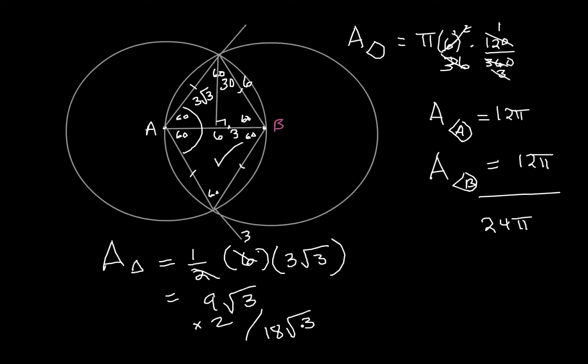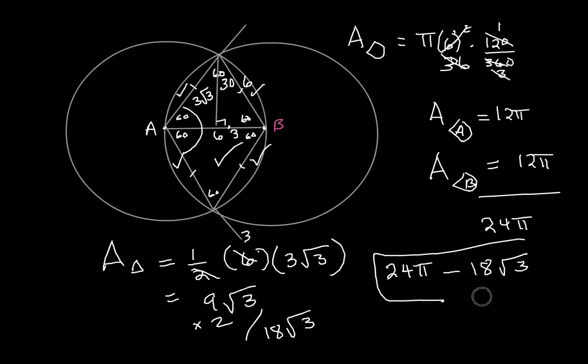So our final answer is the overlap, which will include the little pieces over here, and then we have to subtract off the diamond shape that is on there twice, which is 18 root 3. And that is the answer to this problem.